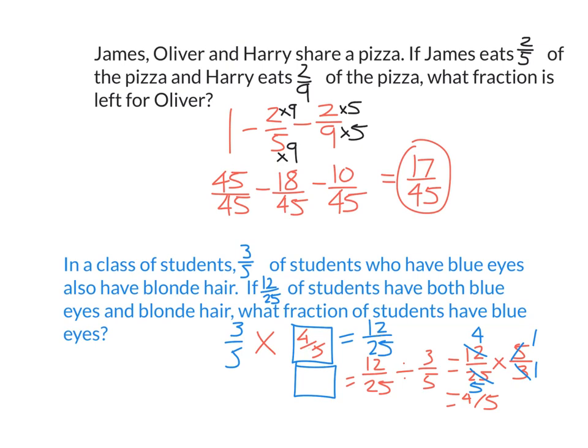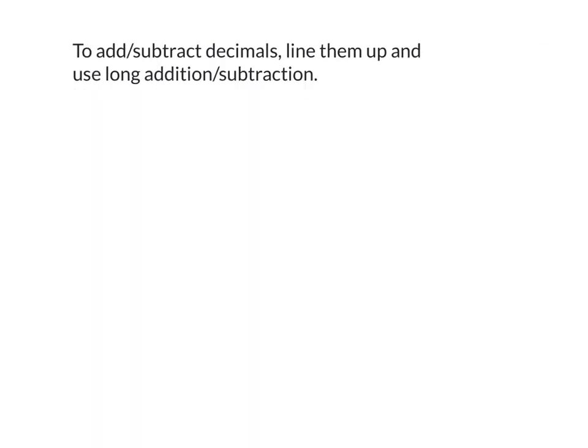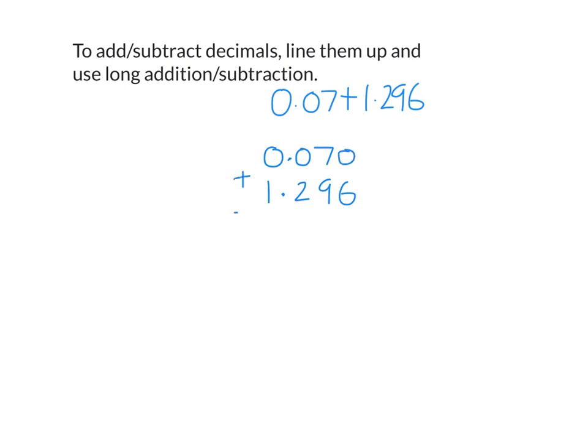All right, let's now quickly look at decimals. So if I want to add or subtract decimals, I just line them up and use long addition or subtraction. So what I mean by that, if you have something like 0.07 plus 1.296, you just line them up. 0.07, 1.296. Now, because there's an extra number here, I can add a 0 here and it won't change it. So we're adding. So you know how to do this.